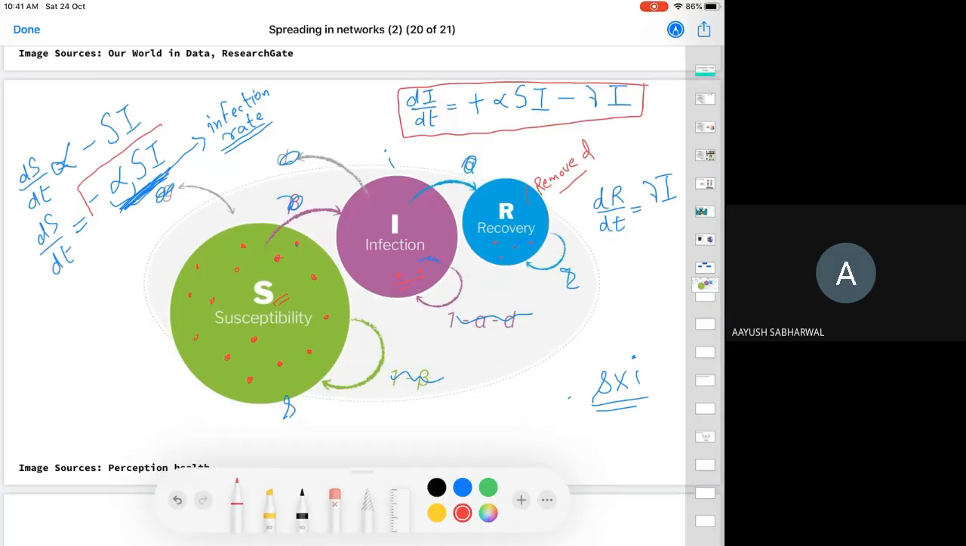It means people are getting infected. If I say that dI/dt is greater than 0, it means there are certain infections happening in this network. If it is less than 0, then the disease will ultimately die away. We just solve this equation quickly. So you get this here, both of this cancels out, and you get something like alpha into S by gamma is greater than 1.